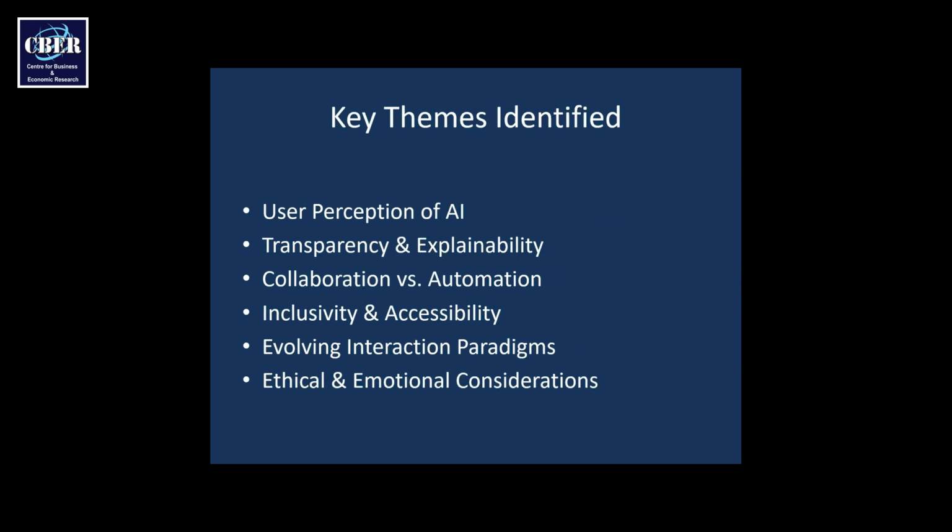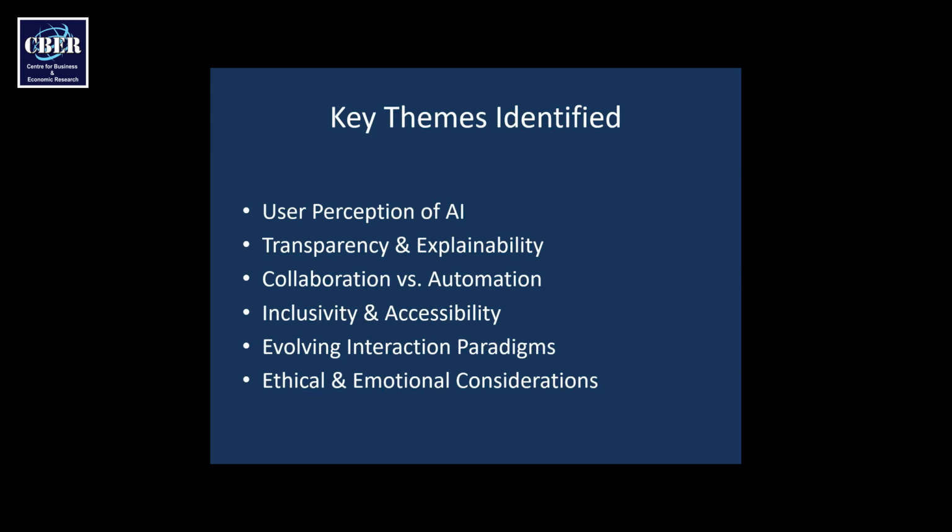Okay, go ahead. These are the results. These are the six themes I discovered through thematic analysis. The first one is user perception of AI. This includes how familiarity shapes trust and confidence in using systems. The second theme is transparency and explainability, which illustrates the need for understandable AI decisions. I will explain each theme in detail in the following slides.